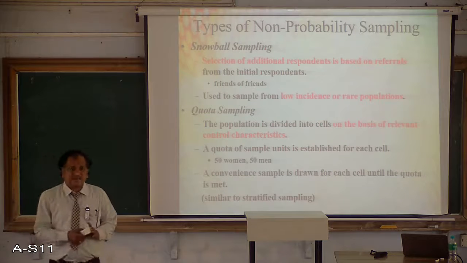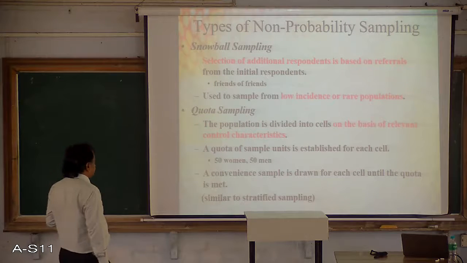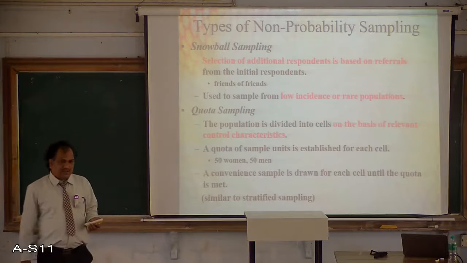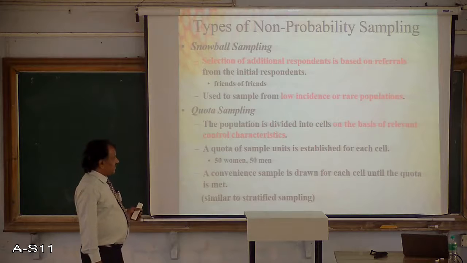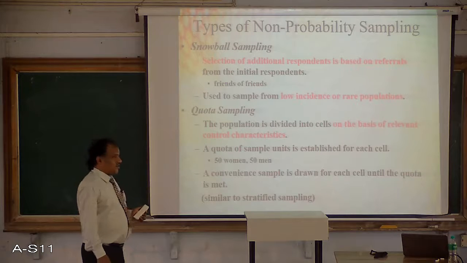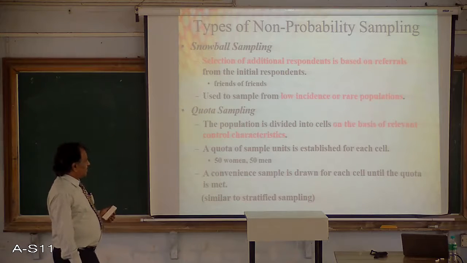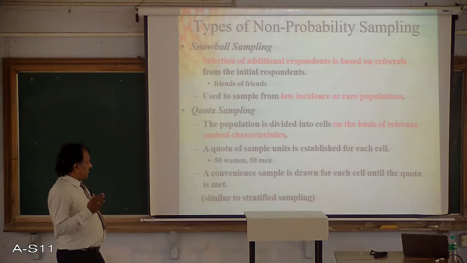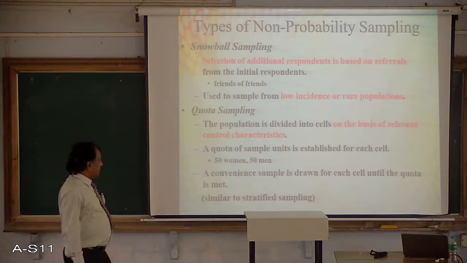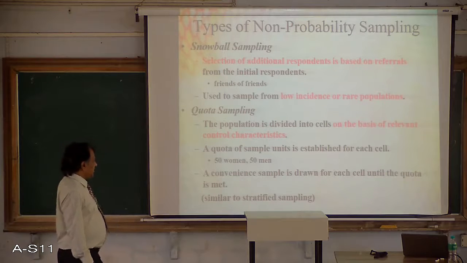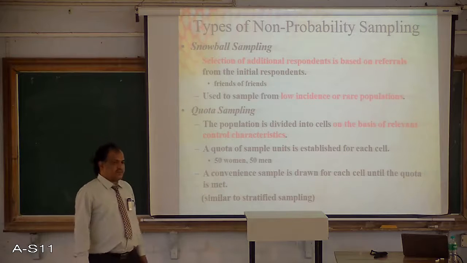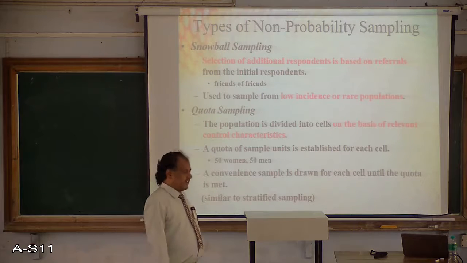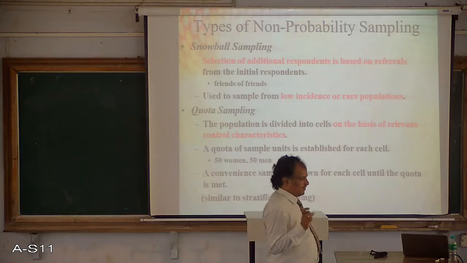Okay, the next type of sampling is quota sampling. As we know, there are different quotas available in every population. The population is divided into cells on the basis of some relevant control characteristics. The quota of sample units is established for each cell. Say, for example, women quota, men quota. Okay, we have 50 women, 50 men. A convenience sample is drawn for each cell unit until the quota is met. So it is almost similar to stratified sampling. The numbers are going to be fixed in the quota.